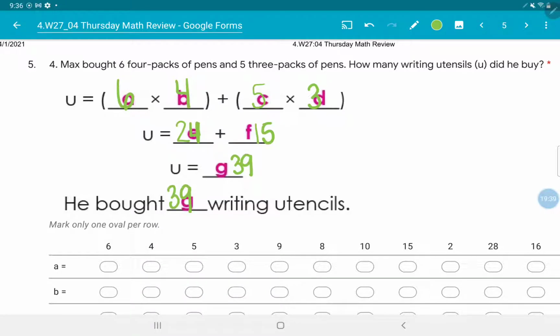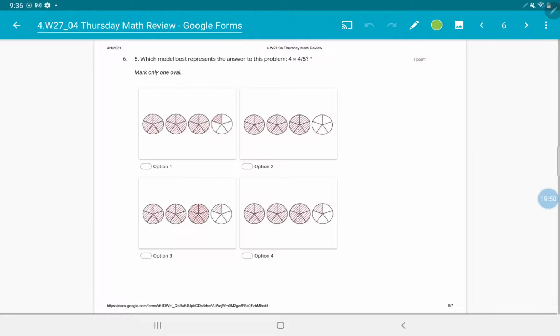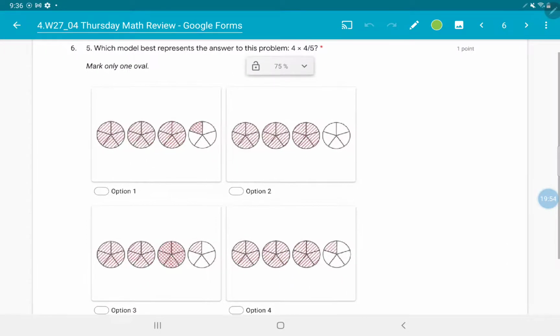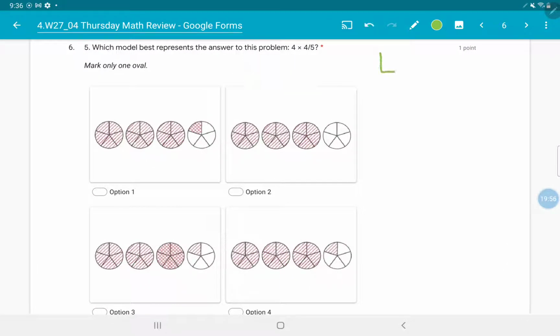No. Okay. It looks like a lot, but is it really? No. I got everything right except for the last one. All right. Let's look at number 5. This is our last problem. Which model best represents the answer to this problem?